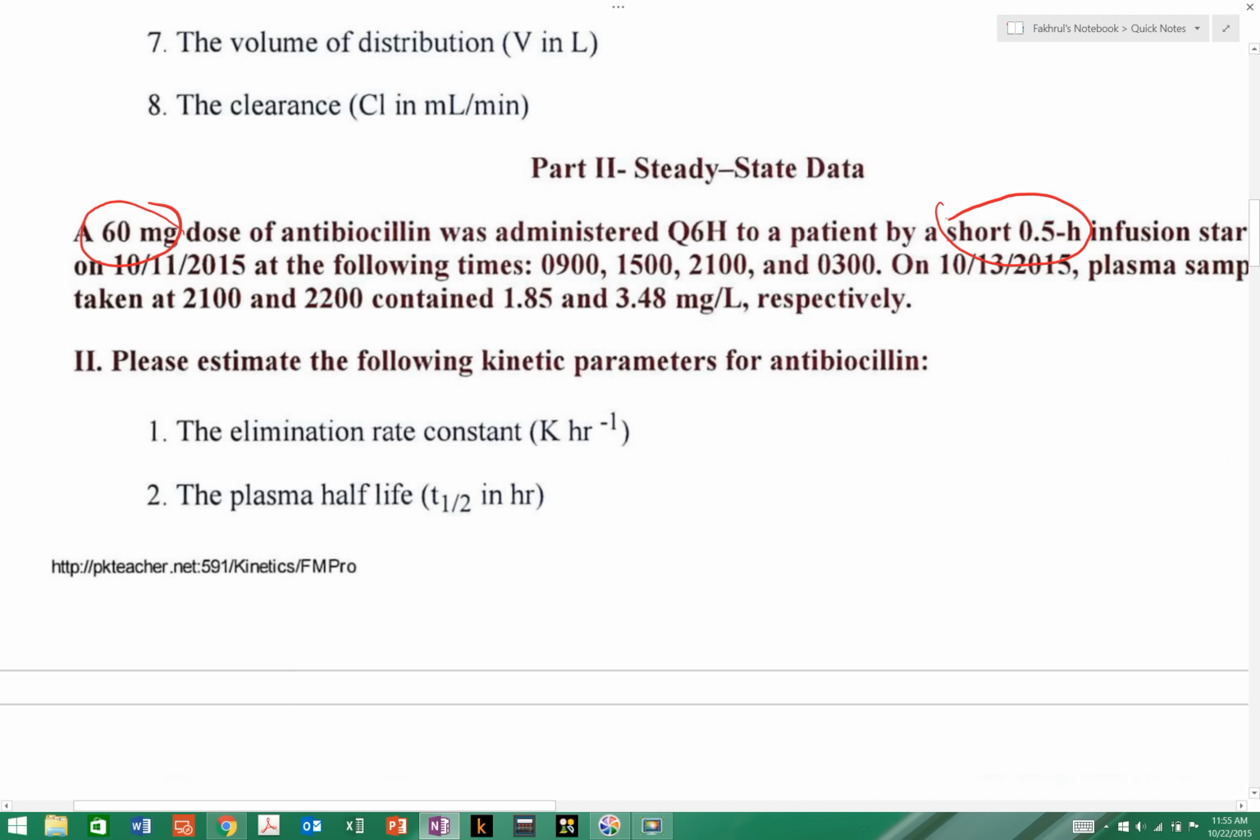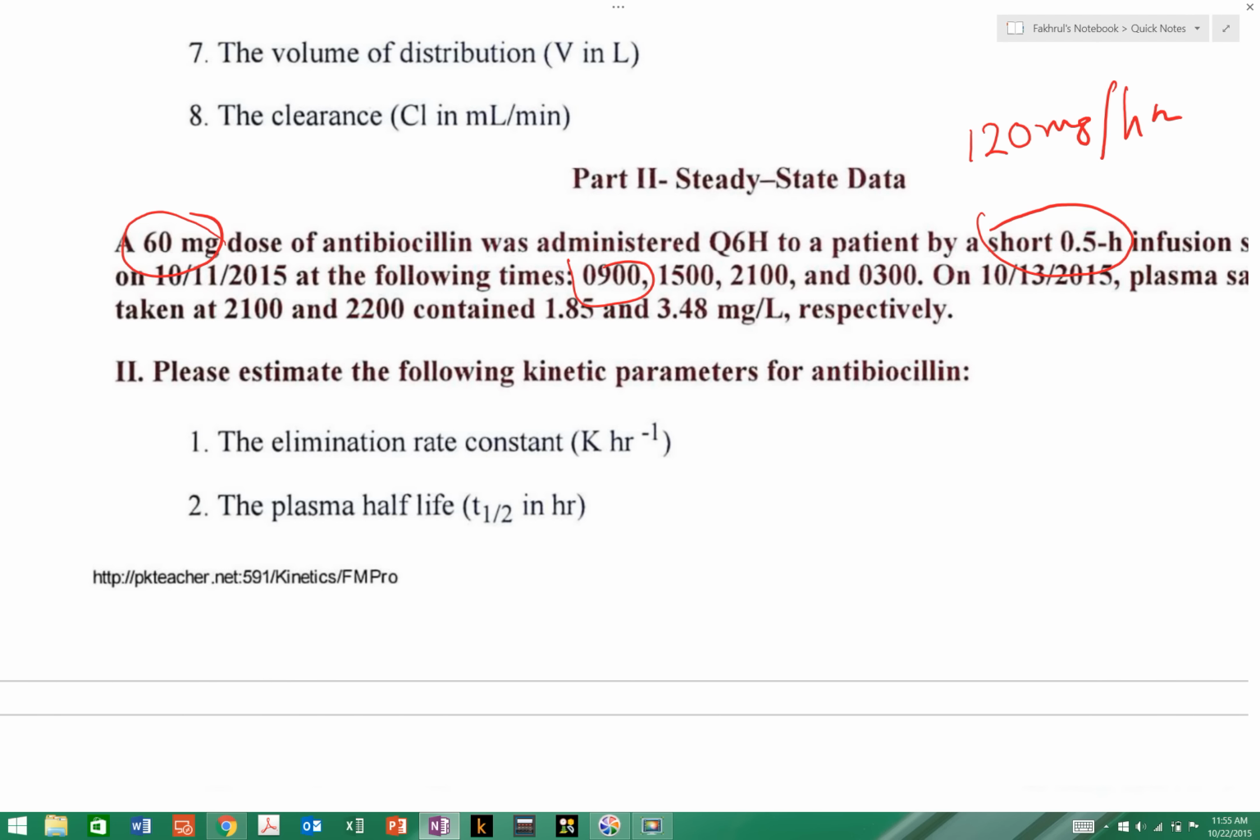Here you see the dose is 60 milligram, and the infusion time is 0.5 hours. So you have to realize that in fact the dosing rate, or infusion rate, is 120 milligram per hour. Then the infusion was started, and needs to be given at 0900, 1500, 2100 and 0300 hour. And then plasma samples are taken at 2100 and 2200.